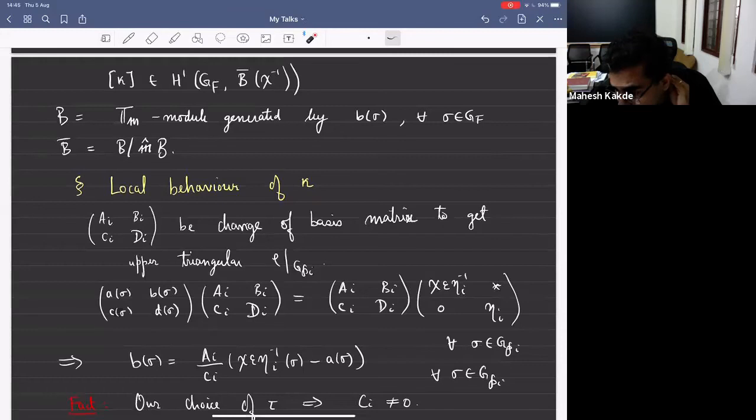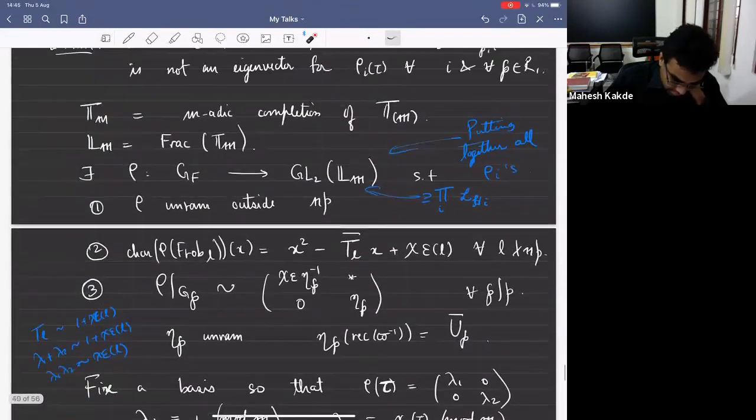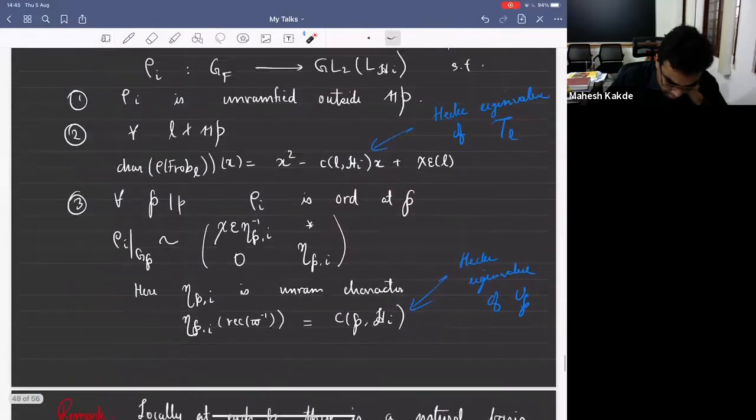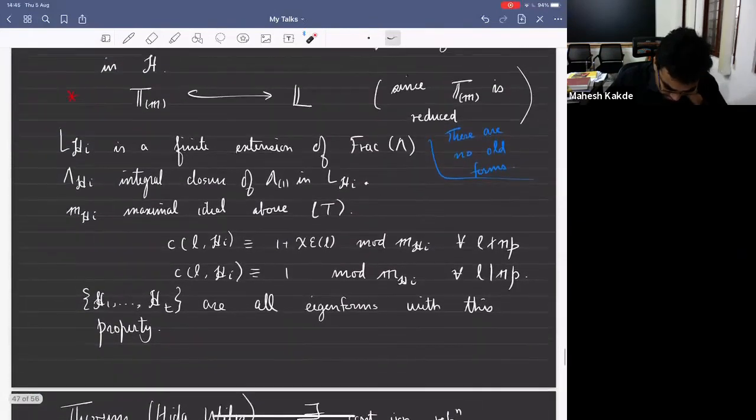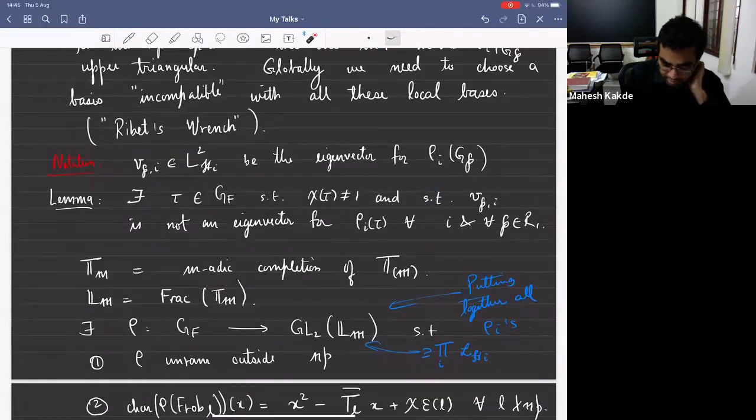Sorry. Could you explain how to use your choice of tau to make the vector a non-eigenvector? Oh no, I did not explain that at all. This is just the lemma that you can choose a tau so that none of these v_pi are eigenvectors for rho_i of tau. So I did not explain how to prove this. We can just look at the paper. It's not difficult. It's just some topological argument that you can make such a choice.